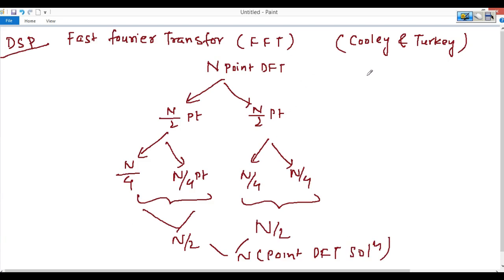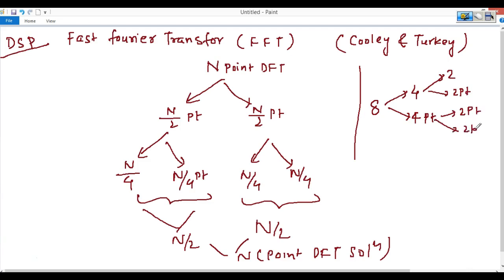Here you are dividing. Consider an 8-point DFT is given, so we'll divide it into 4-point and 4-point. Then further each 4-point will be divided into 2-point DFTs, and we'll find the solution of the 2-point DFTs, this and this, and then finally we'll merge them. We'll get 4 points from this one and 4 points from this one, and if we merge both, then we'll get the 8-point DFT solutions.